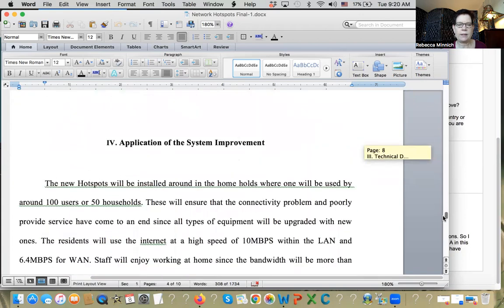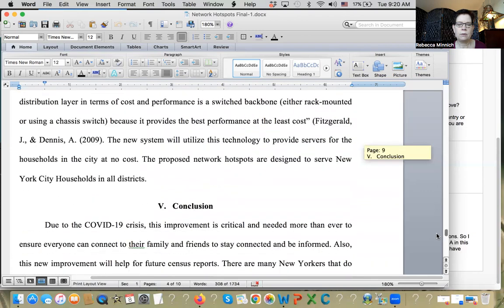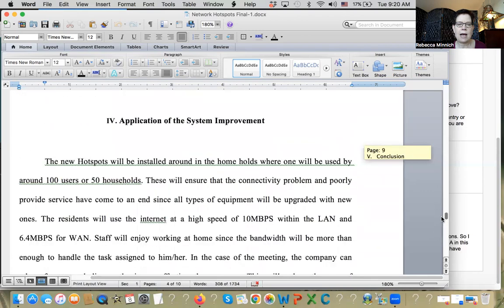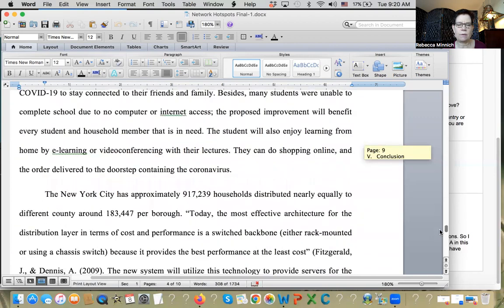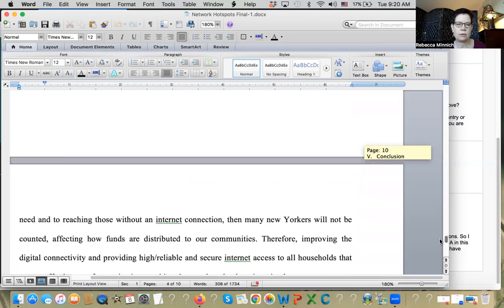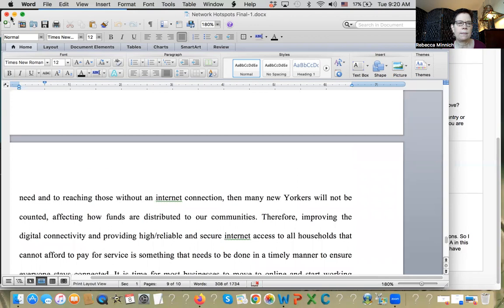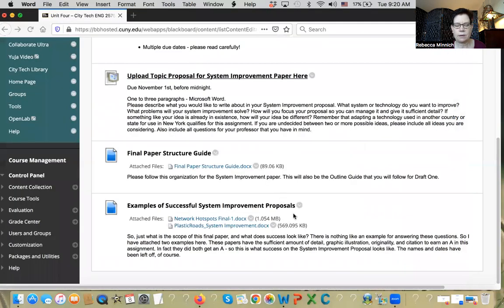And we can see that the application of the system improvement proposal sums up how it is going to solve the problem, right? Got the conclusion at the end. The conclusion you can see, less than a page, okay? It should give you a sense of it. The other one, I'll let you take a look at it.